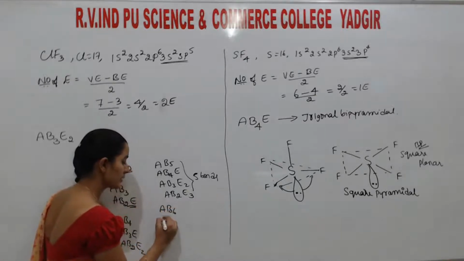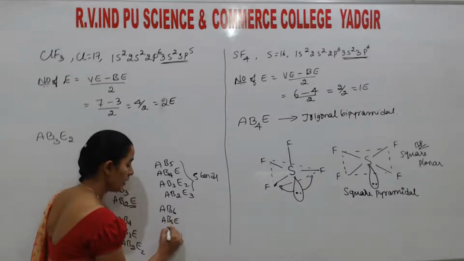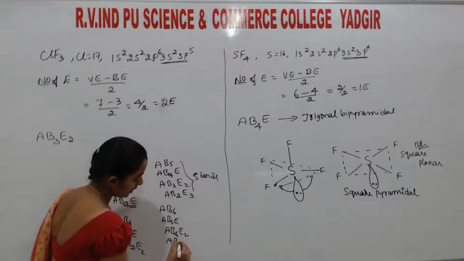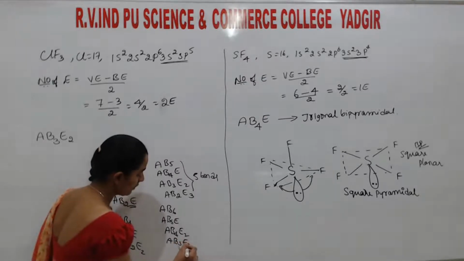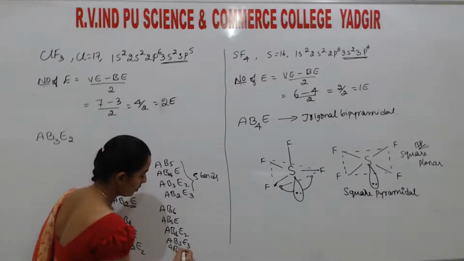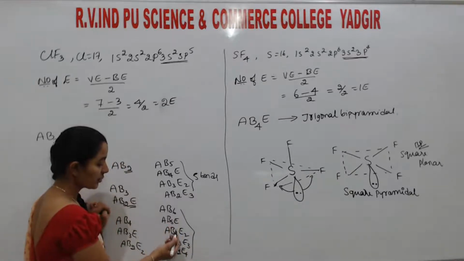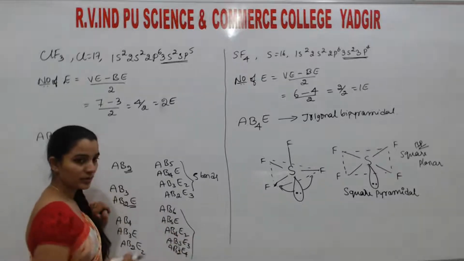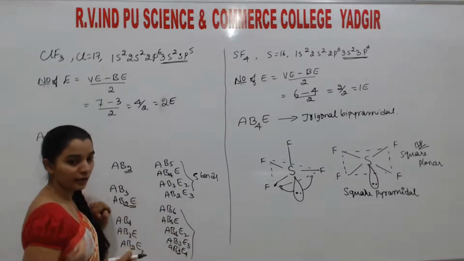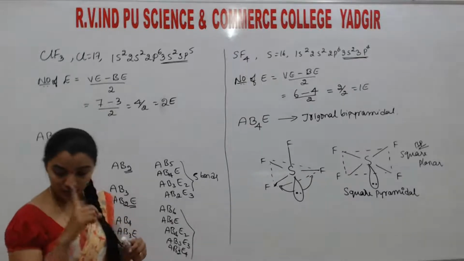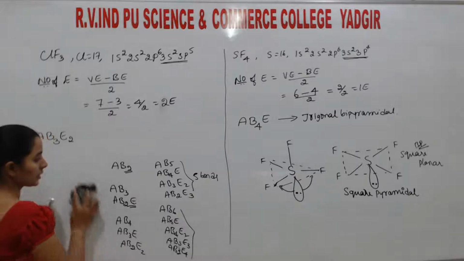Similarly, AB6, then AB5E, AB4E2, AB3E3 and AB2E4. So all these having 6: 5 plus 1, 6, 4 plus 2, 6, 3 plus 3, 6, 2 plus 4, 6. So 6 bonds including electron pair means that is octahedral structure. Remember, this is one easy way to find out the structure.